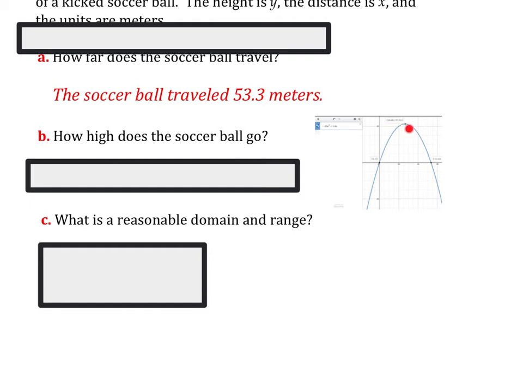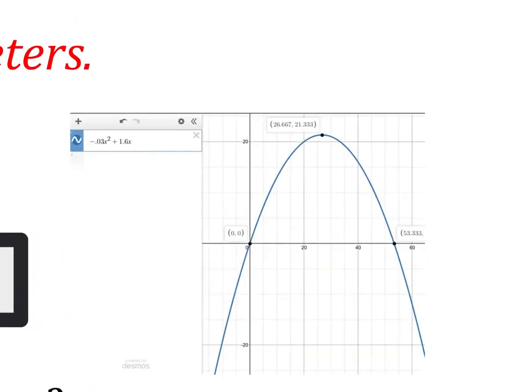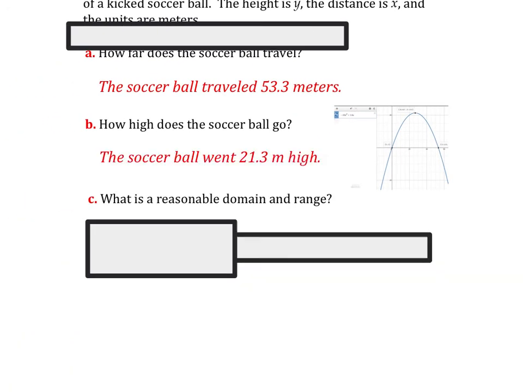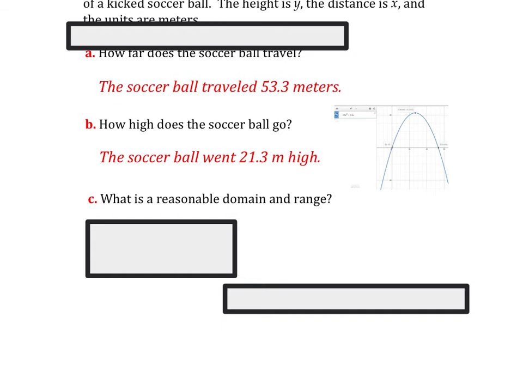How high does it go? Well, height, that's the vertex. Remember, the vertex has two different values. If we're talking height, though, we want the y value. So the y value of that vertex, what was it again? 21.3. It goes 21.3 meters high.